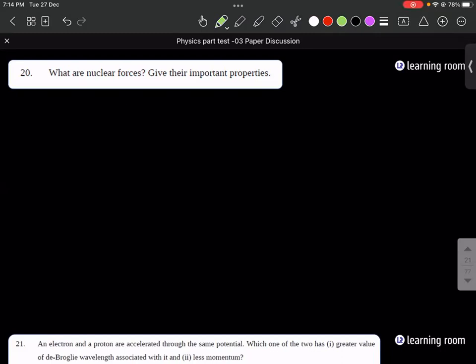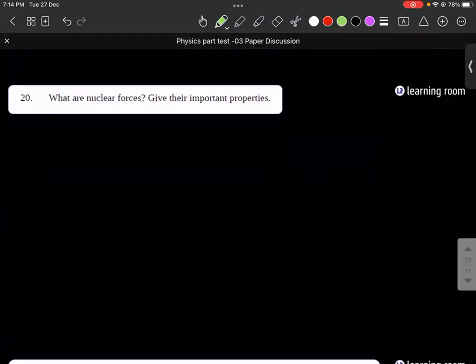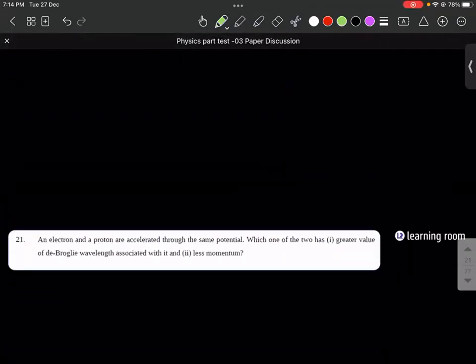Right. So when you talk about their properties, what will you say? Nuclear forces are going to be the strongest attractive forces. Secondly, they are short range forces. Third, they are independent of the charge. Fourth, they are non-central forces, means they do not act along the line joining the charges. So out of this, if you have written any two, you will get marks.